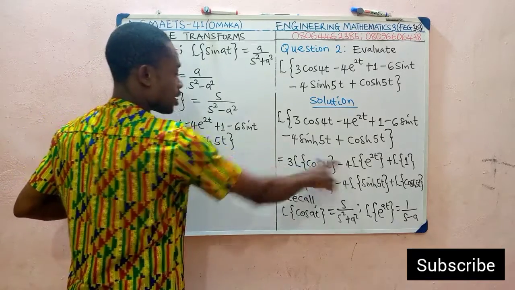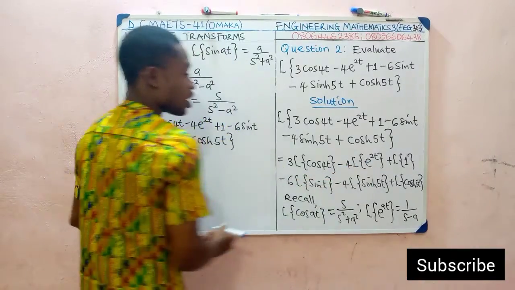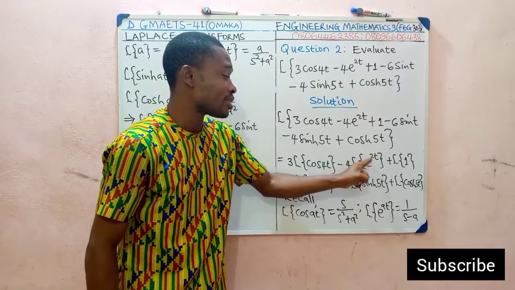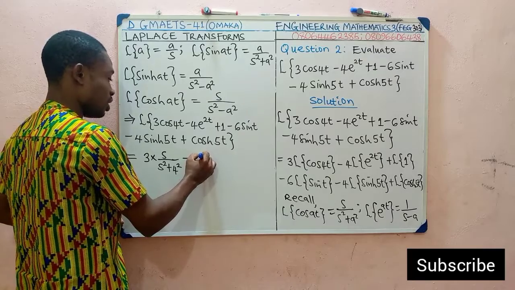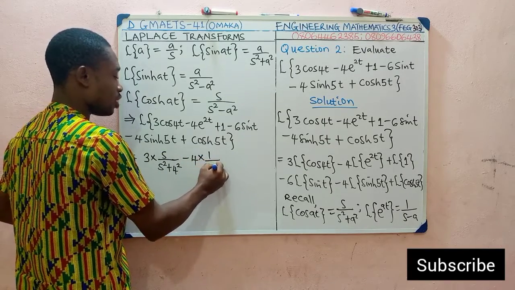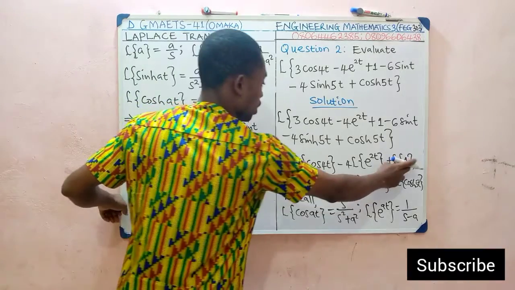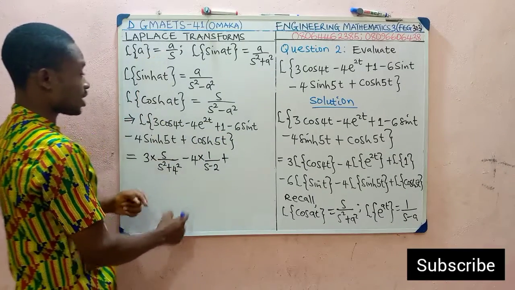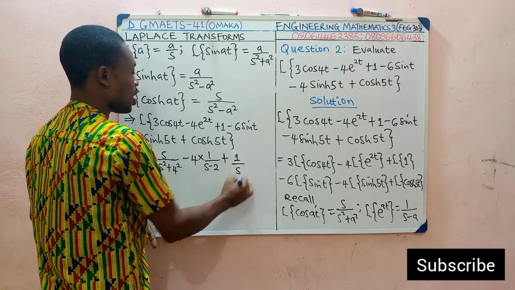Good. The next is minus 4 times the Laplace transform of exponential 2t. Look at the standard. It's going to be 1 over s minus 2. You're going to multiply by this 4 there, so that's going to be times 1 over s minus 2. And then plus the Laplace transform of this constant. We know the standard Laplace transform of a constant, and the constant there is 1. So it's going to be 1 over s.